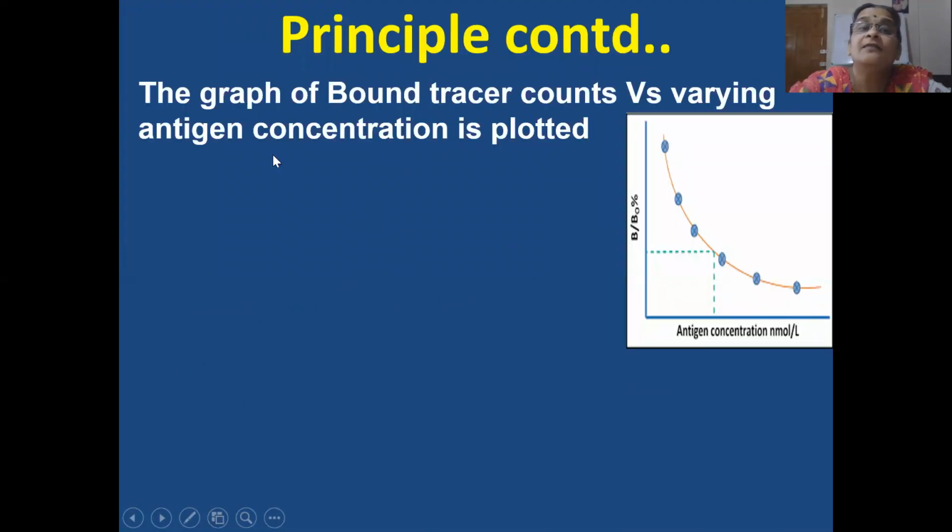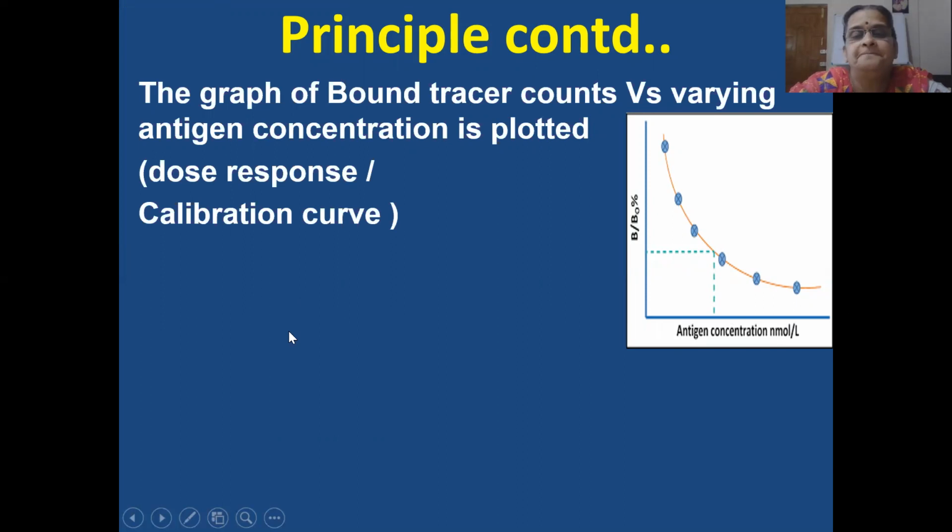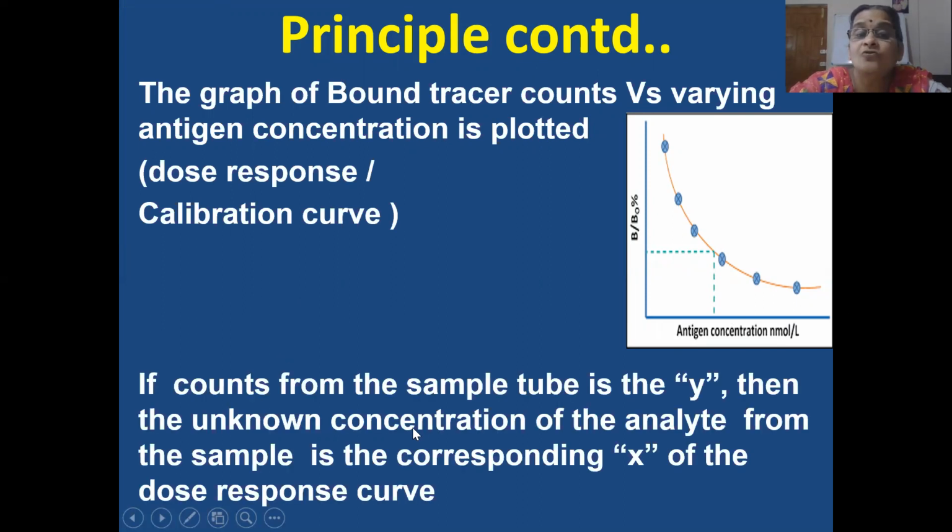Here, the graph of bound tracer counts versus varying antigen concentrations is plotted, and it is nothing but the dose response or calibration curve. If the counts from the sample tube are the Y, then the unknown concentration of the analyte from the sample is the corresponding X of the dose response curve.